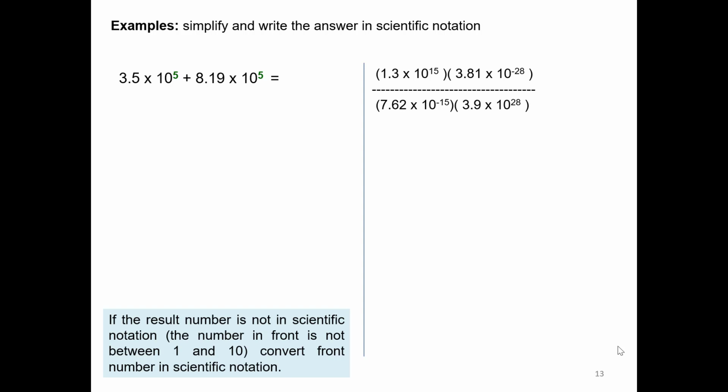We had the same exponents. What we need to do is just add the numbers and keep the same power of 10. Then 3.5 plus 8.19 equals 11.69 × 10^5. And now we need to check if the number is in scientific notation.